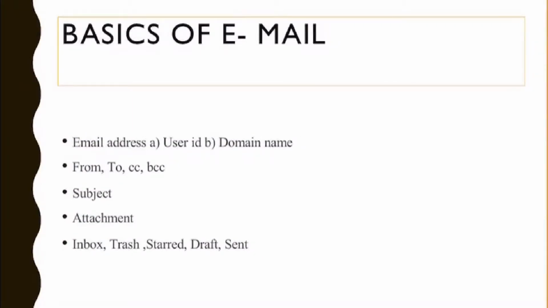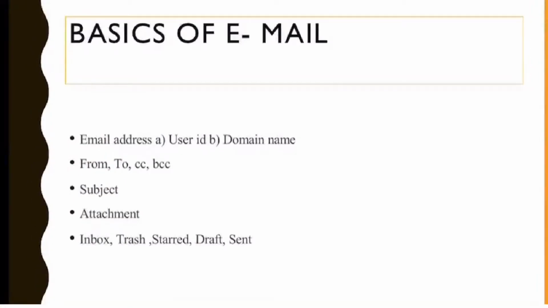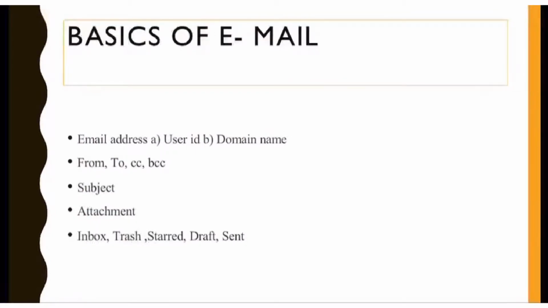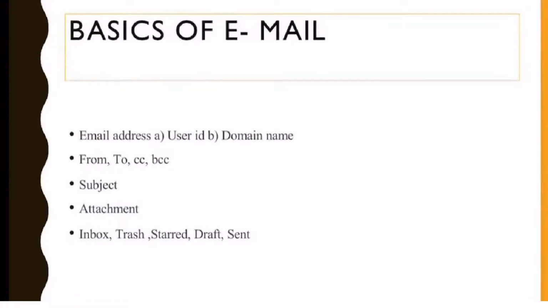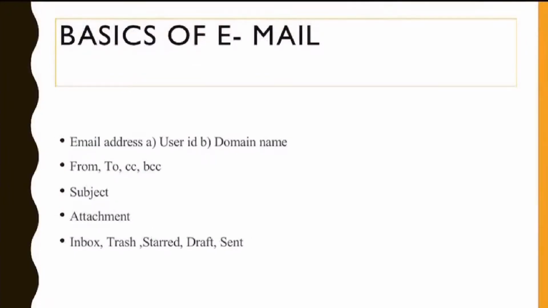An email address has two different parts. One is the user ID, the other one is the domain name. The username is the name we choose to be identified with, and the domain name is given by the domain naming system. There are different types of top-level domain. .com is generally used for commercial businesses and companies. We also use .edu for educational institutions, .gov for government institutions, or .org for organizations in general.